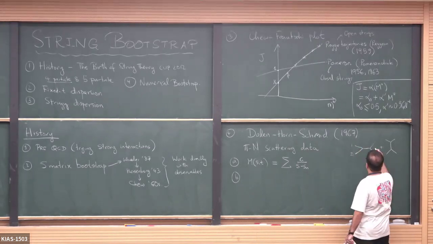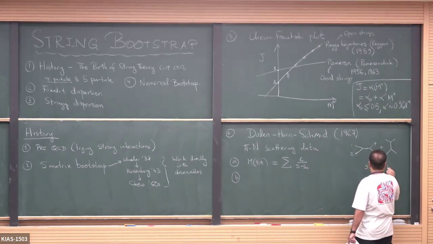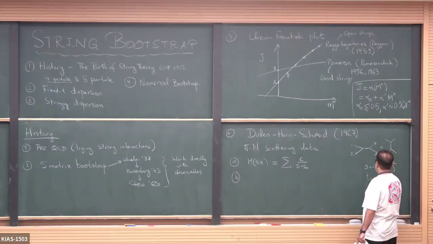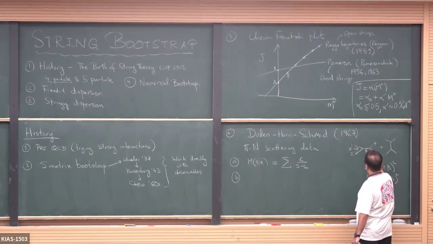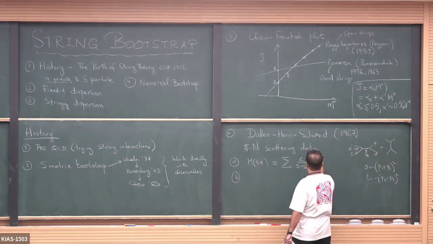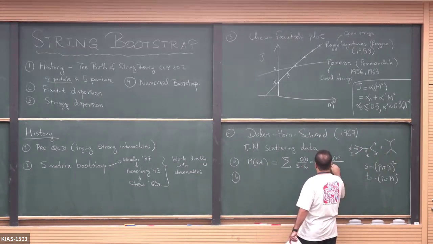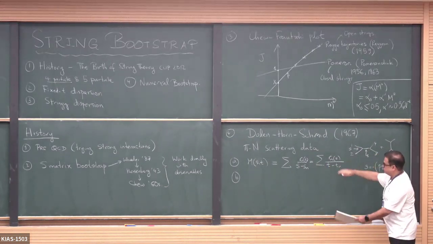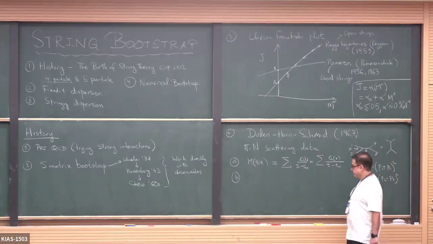The notation is the following. S is a Mandelstam variable. Depending on your sign conventions, it's either minus (P1 plus P2) squared, and T is minus (P1 minus P3) squared. So this is the S channel, and this is the T channel. Either you expand in terms of the S channel poles or you expand in terms of the T channel poles. This proposal is very different from Feynman diagrams, where you add both channels.